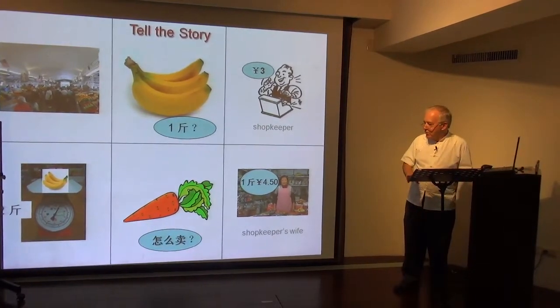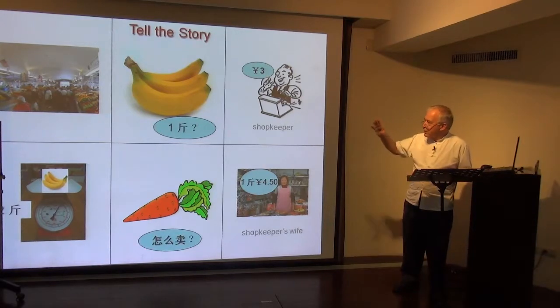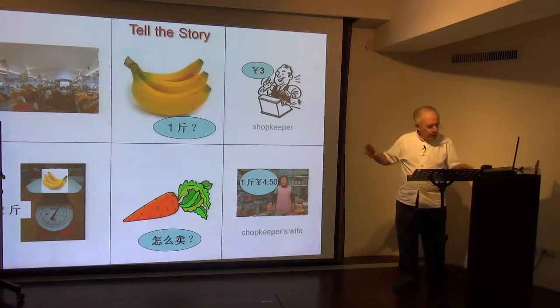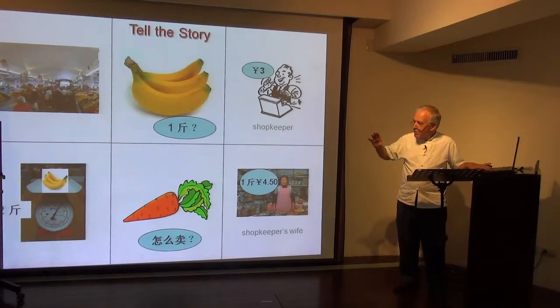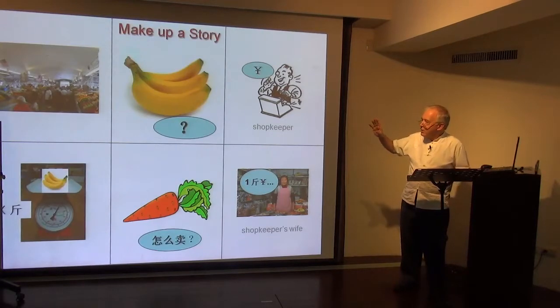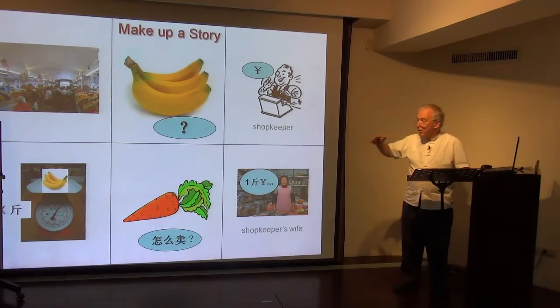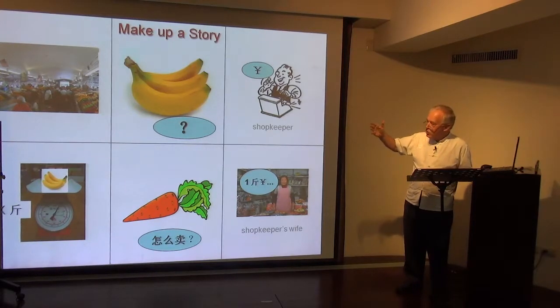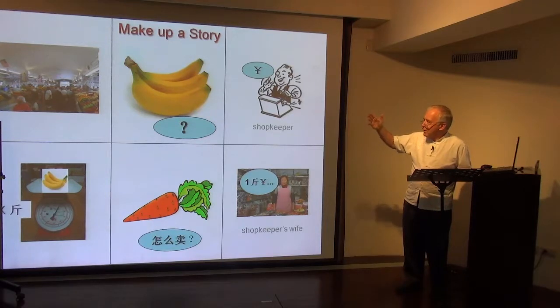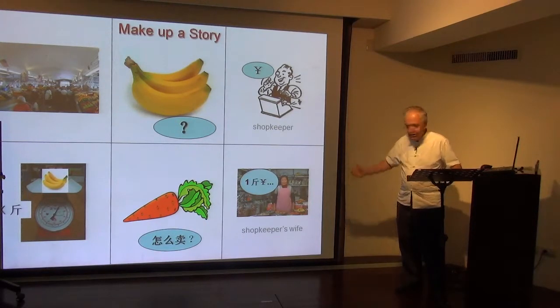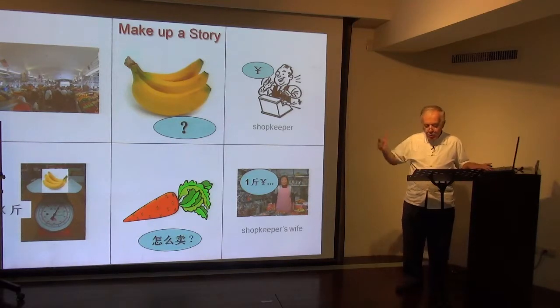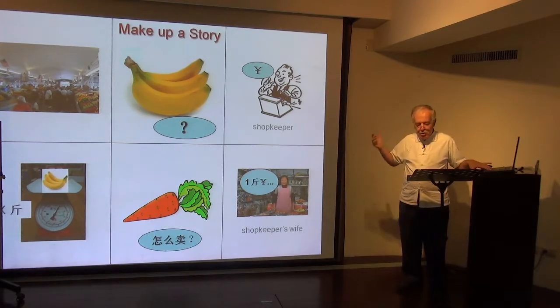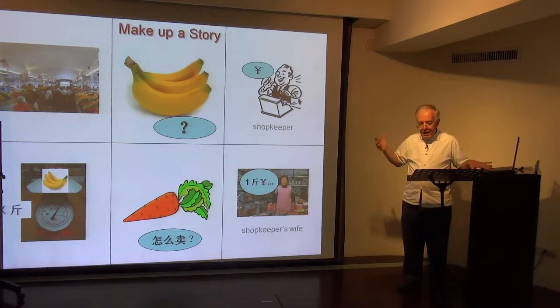then tells the story using the pictures. Having done that, then you can get the student or the teacher first and then the student to make up a story. 这是菜市场，我要买香蕉，我问老板香蕉多少钱？他说3块钱 and so on. And then you, the teacher, and then the student can make up a story.